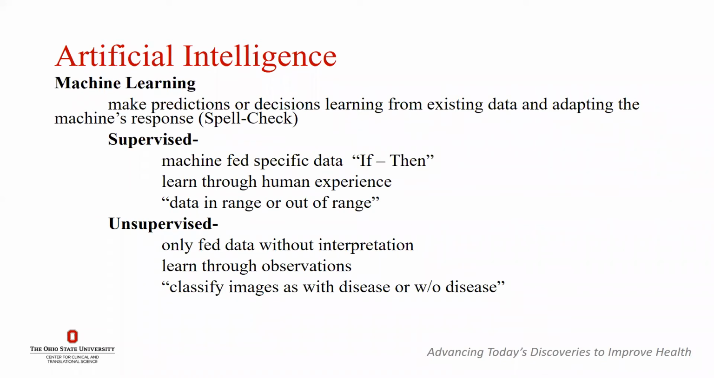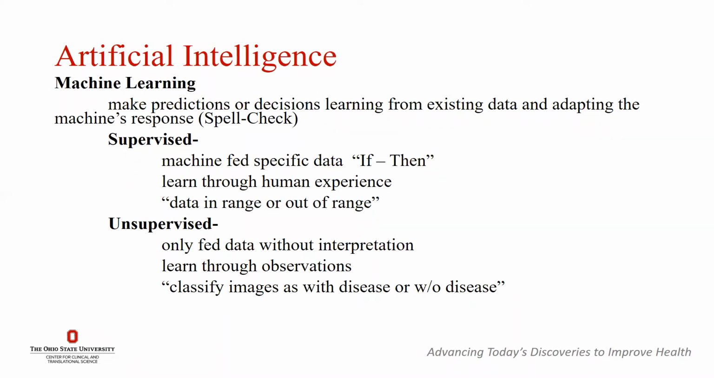One of the more prominent artificial intelligence approaches that most of society is leaning towards now is machine learning. And this is really what most people think of when they're thinking about artificial intelligence. Machine learning is the ability to make predictions or decisions learned from the existing data and adapting the machine's response. Spell check is probably one of the simplest forms of machine learning and can be very aggravating at times.